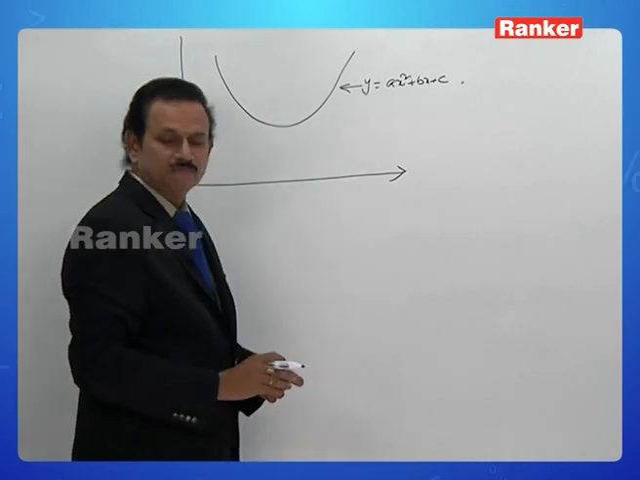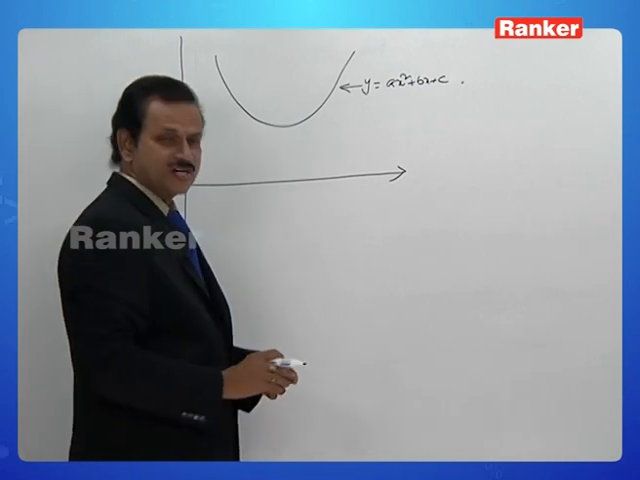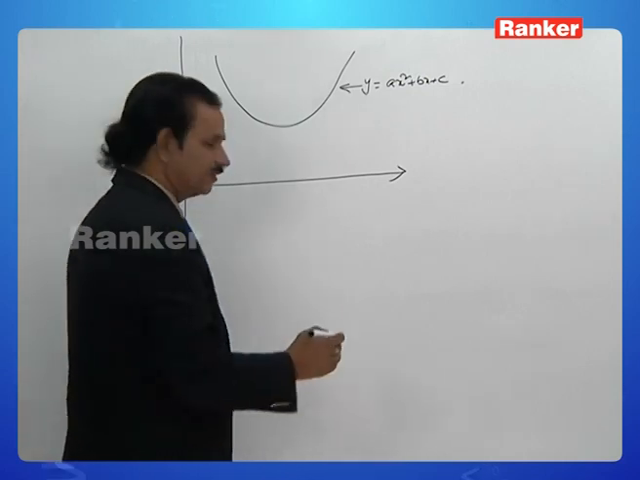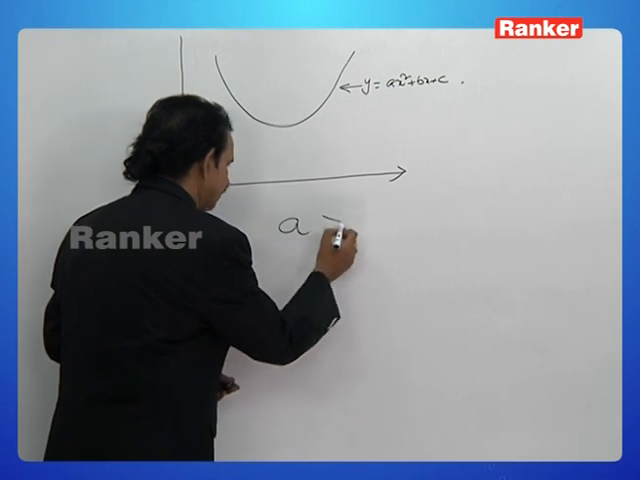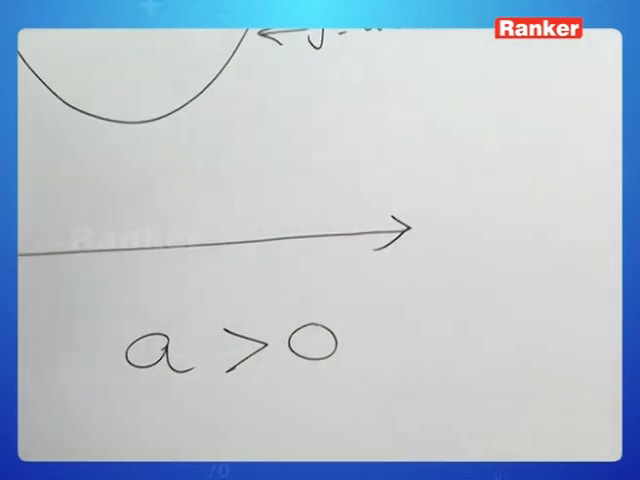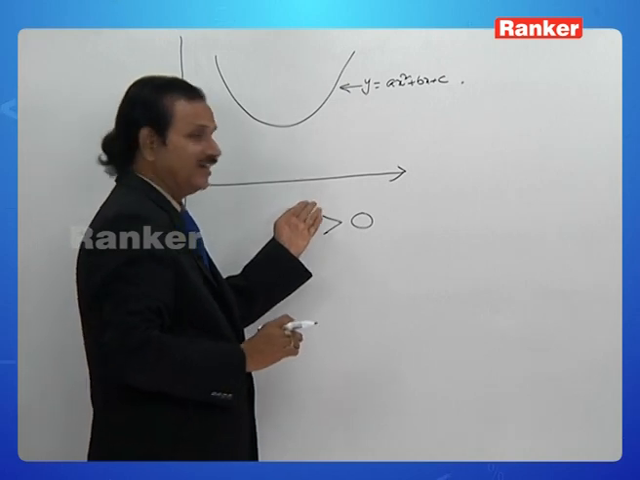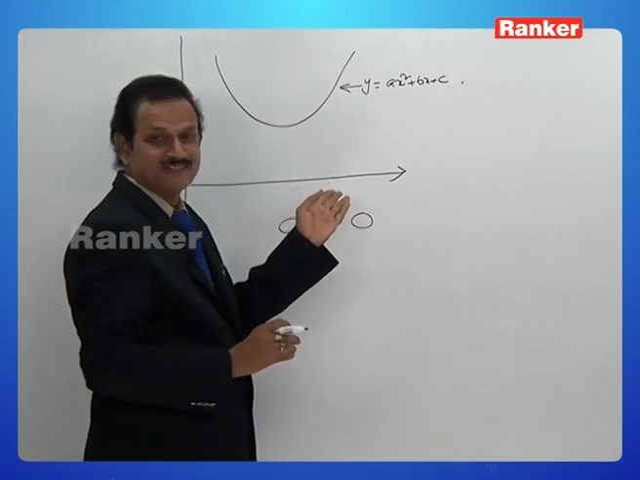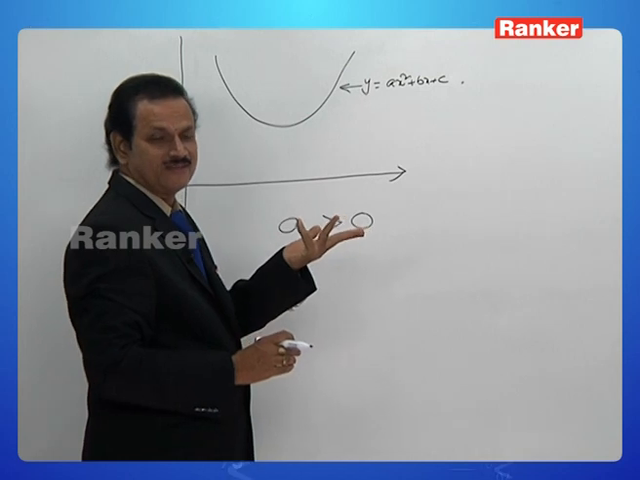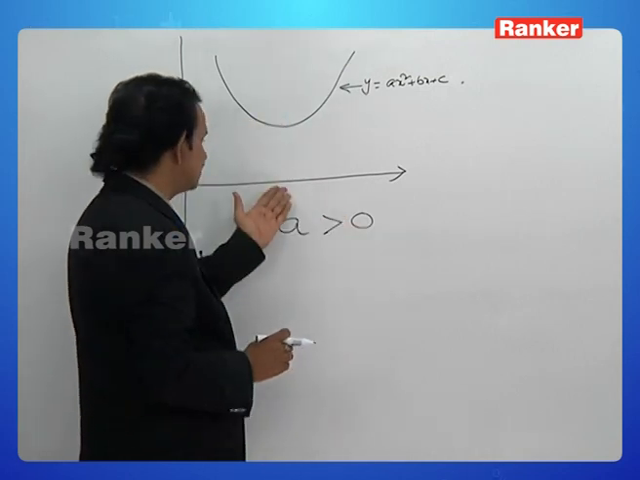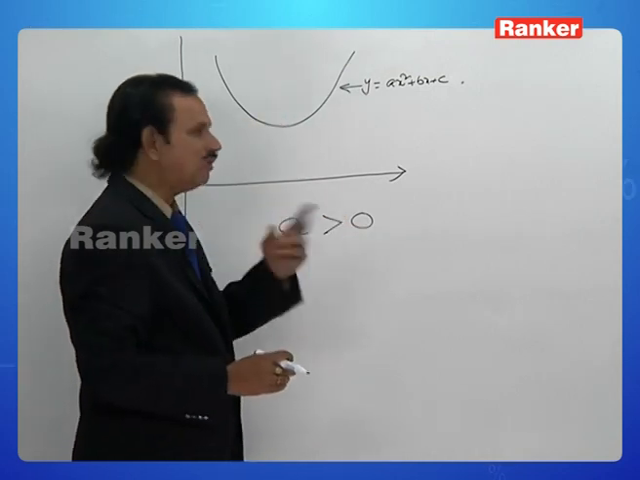Look at the graph. Is it opened upwards or downwards? Opened upwards. Therefore, what should you observe? A is greater than 0. Does it make any friendship with x-axis? That is, does it cut anywhere on x-axis? No, not at all. Not even a single point. This does not meet x-axis at all.